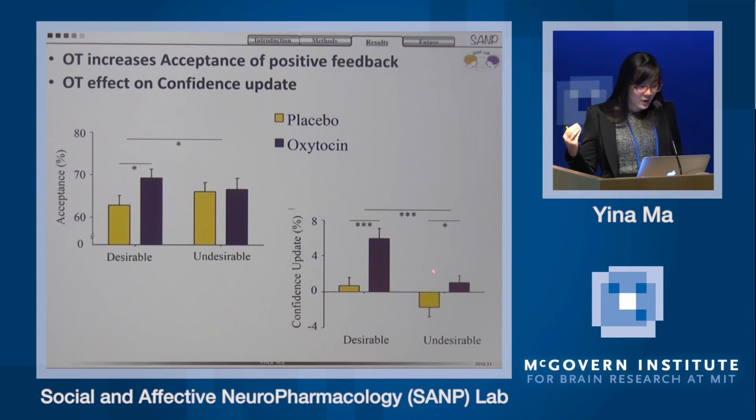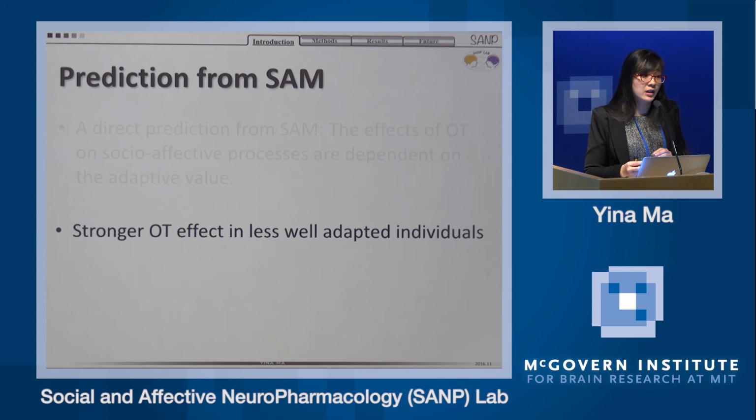So besides the prediction of this one, we also predict a stronger oxytocin effect in the individuals who are less adapted to the social environment. In this case, we defined the less adapted individual as those ones who are more depressed or anxious, because the optimistic bias is highly correlated with the symptoms related to depression and anxiety.